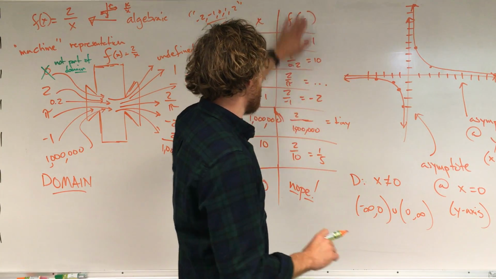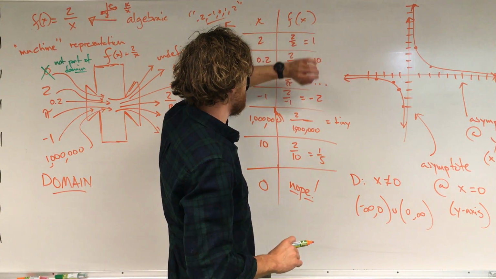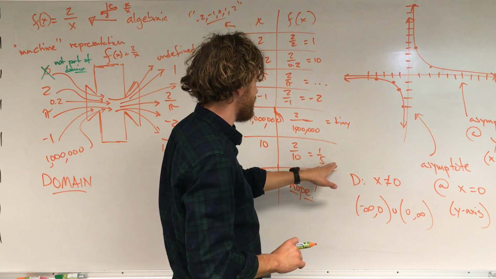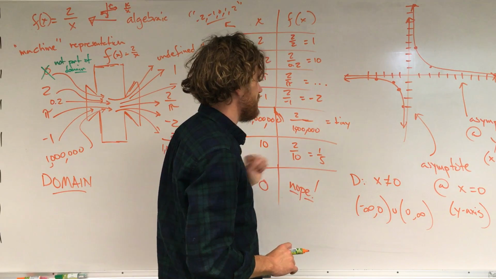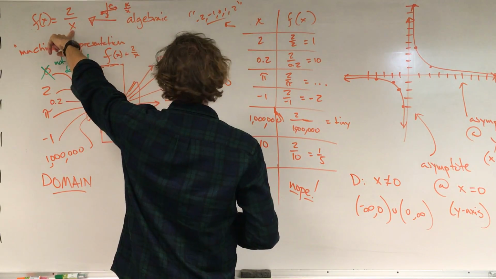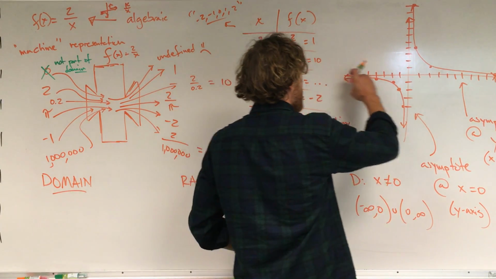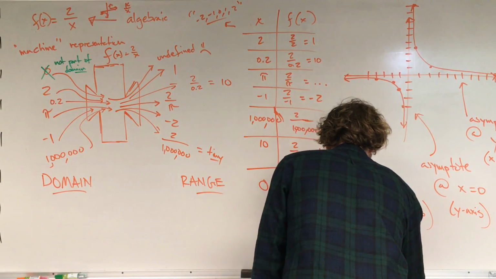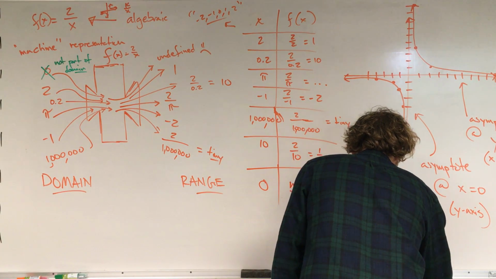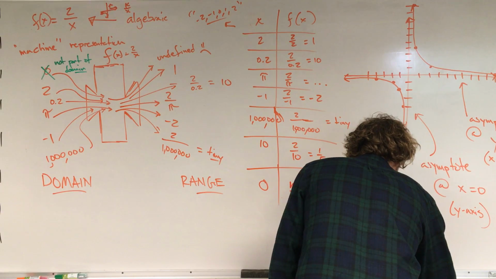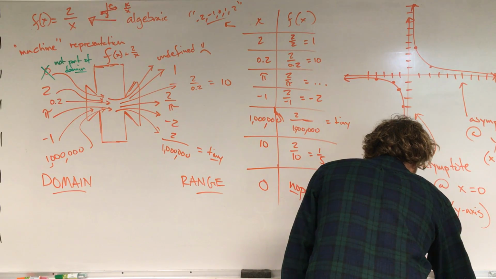Range is always harder to find here because I see positive numbers, I see negative numbers, I see tiny numbers, I see irrational numbers, I see fractional numbers, but what I don't see is 0. And no matter what I plug in here, even if it's huge, I'm not going to get 0. And that's why the function does not cross this line. So my range here would be y does not equal 0, or alternatively, negative infinity to 0, union 0 to infinity.